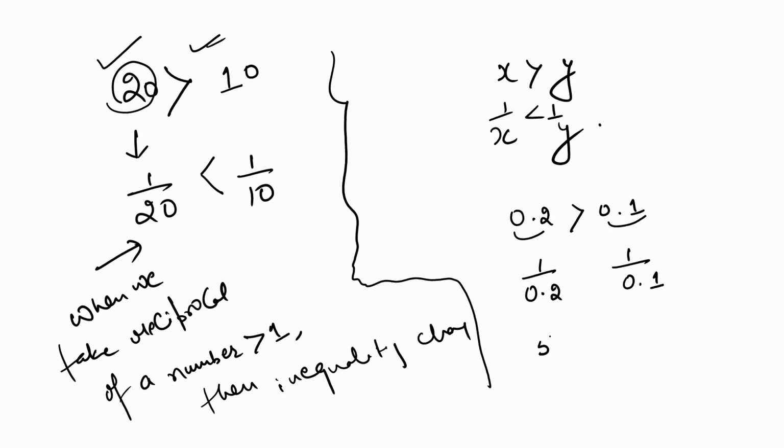Then we have to do it manually, right? 10 will go on top, 10 by 2, that will be 5, and 10 by 1, that will be 10. Still, it will hold true. Whenever we take the reciprocal, the sign will always stay the same.